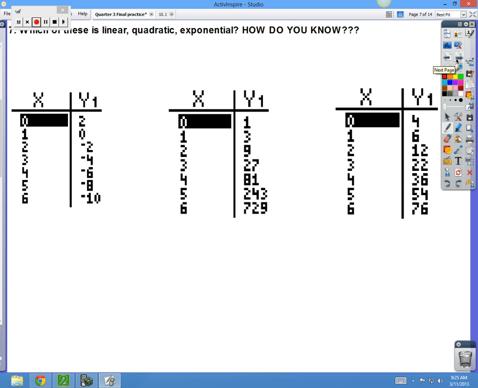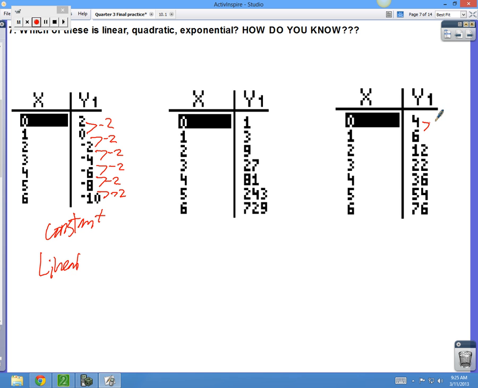7. Which one of these is linear, quadratic, exponential? Okay, this first one is going down 2 every time. This is a constant rate of change. This is linear. Okay, this one right here on the very far right, 4 to 6 went up 2, 6 to 12 went up 6, 12 to 22 went up 10, 22 to 36 went up 14.